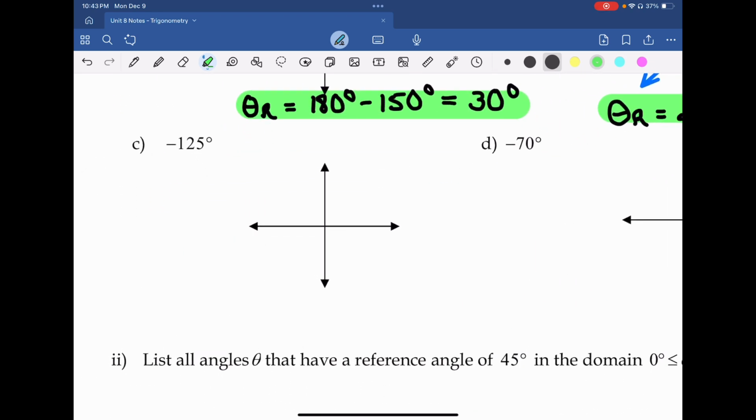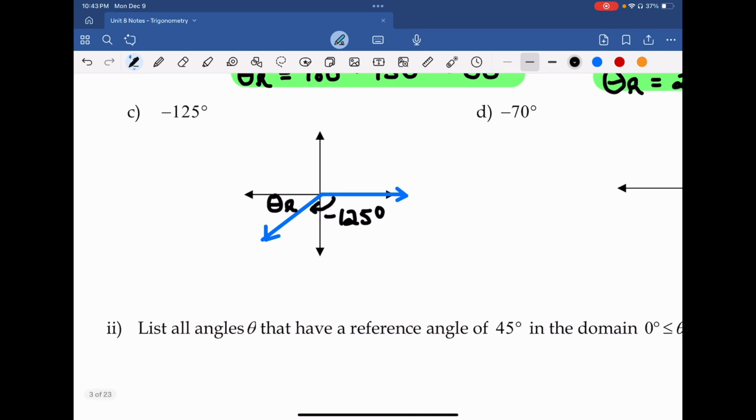All right, let's go down here. We go to negative 125. Negative 125, well, first and foremost, we always start on the positive x-axis, so I'm going to write it here. We know that if I rotate negative 125, it puts me over into this quadrant, and to show this very clearly, I'm going to make sure I rotate in this situation clockwise by negative 125 degrees. Therefore, our theta r is always between the blue line, or our terminal arm, and the x-axis that's closest.